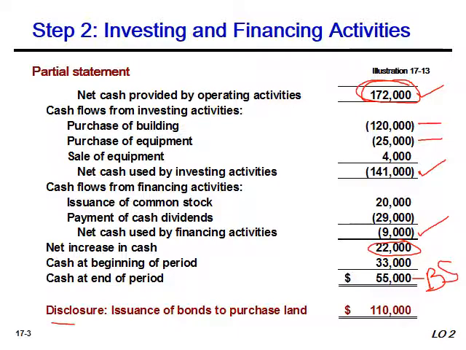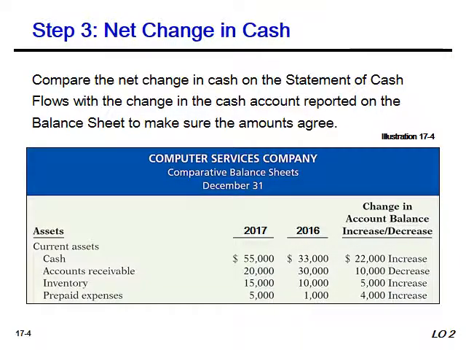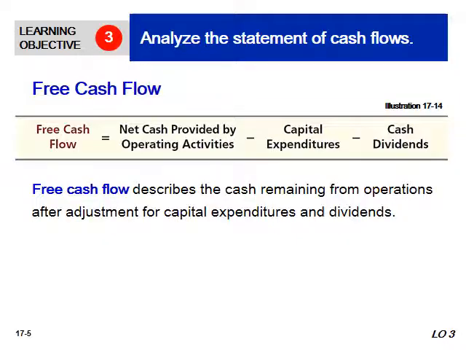This is our non-cash part of the statement, so non-cash investing and financing. They issued bonds, which is a financing activity, to purchase land, which is an investing activity. There wasn't any cash involved here, but there was an investing activity and a financing activity that took place. So here is the net change in cash. The cash from 2016 to 2017 changed by $22,000. And that's what we're trying to explain with the statement of cash flows, why that change took place.